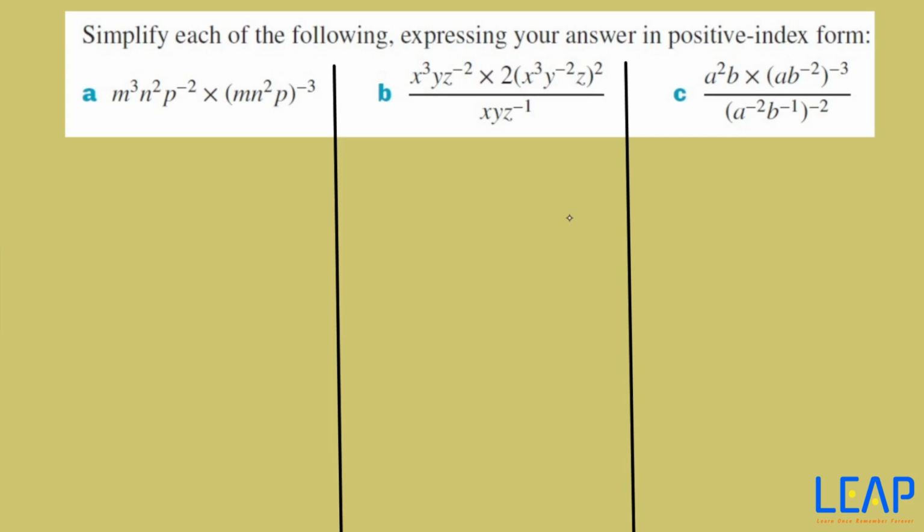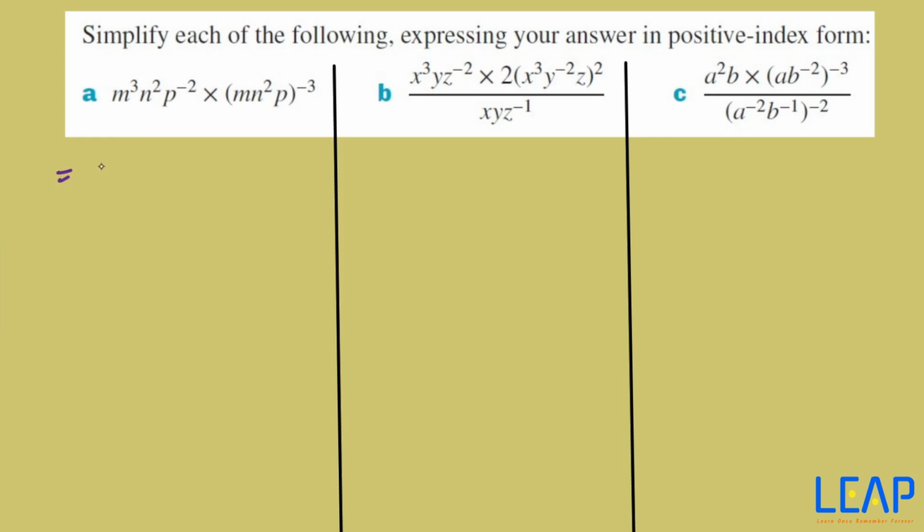Let's move on to a bit more complicated set of questions and see how we go. Now this question is asking you to simplify each of the following and express your answer in positive index form, which is what we have been doing, so it's nothing new. Just that you have to make sure at the end that all the index that you have, the exponents, are all positive. So question A, to start with, this is already in its simplest form.